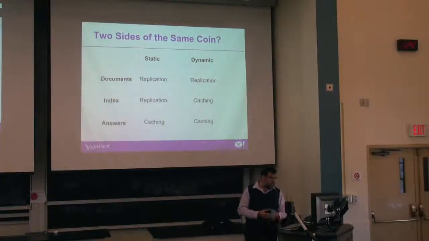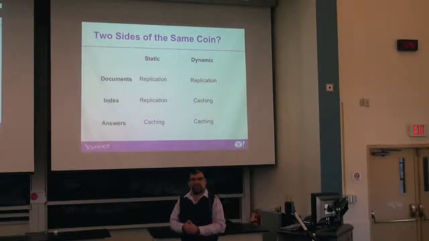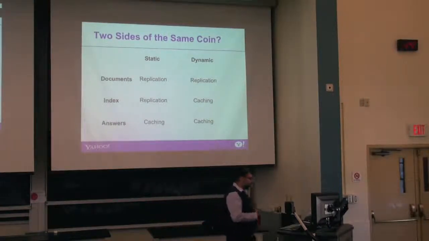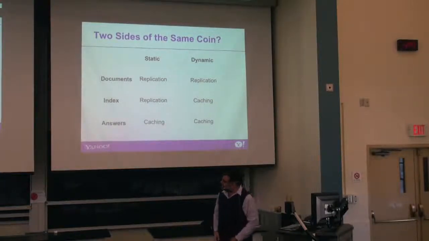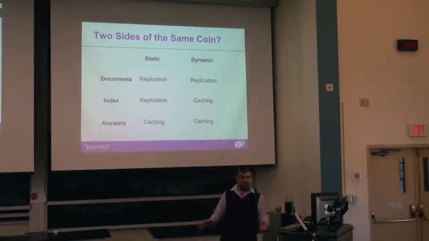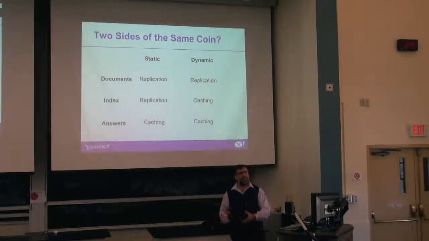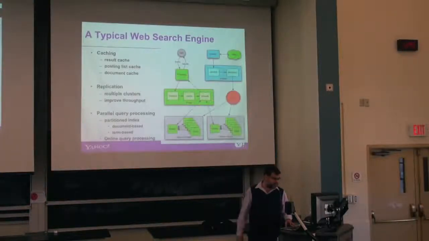For documents, this is always called replication. I don't know why it's called replication more than caching, but if you are doing it dynamically, it should be caching. However, for the index, if it's static, people will call it replication, but if dynamic, they will call it caching. For answers, it's caching all the time. But basically, you are doing the same thing in most cases. You are duplicating data or pre-computing data in a different way, so you have it ready. Maybe the only difference is that in some cases you duplicate, in other cases you pre-compute. But basically, you are doing the same.